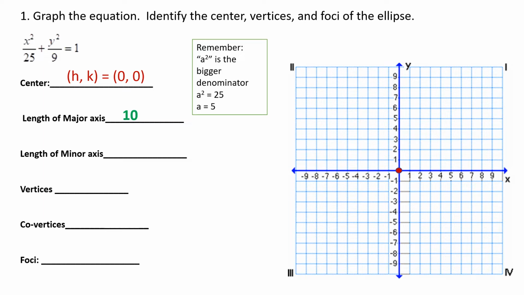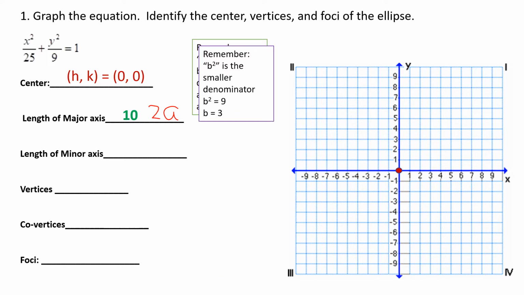Now, how does that give me the length of the major axis? The major axis is always equal to 2a, which is 2 times 5, 10. Now, b squared is always the smaller number in the denominator. b squared is 9. That means b is 3. That gives me the length of the minor axis, which is 2b.